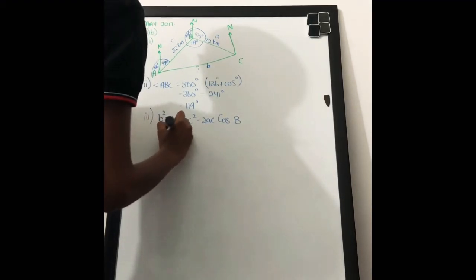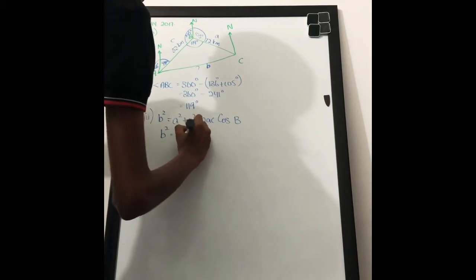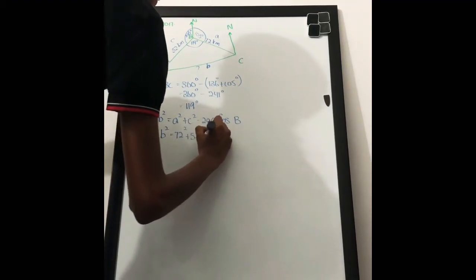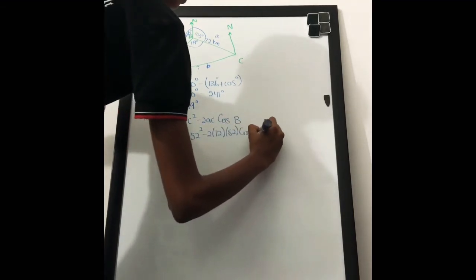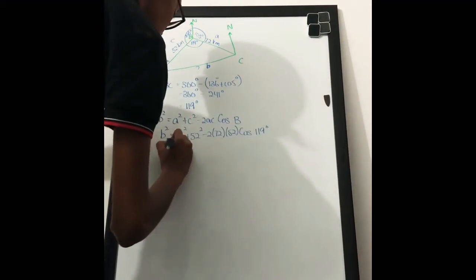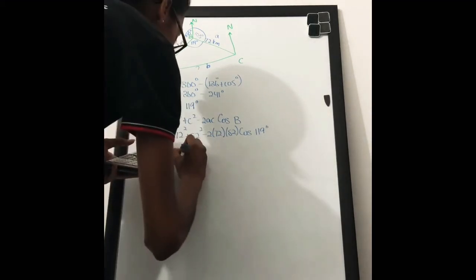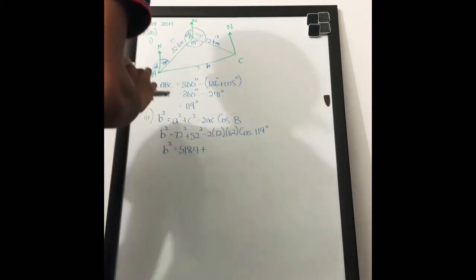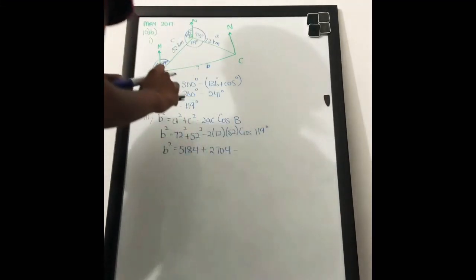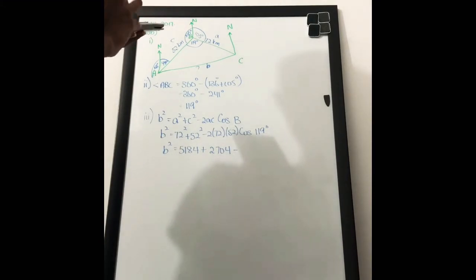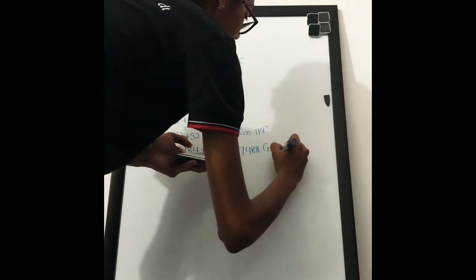We're replacing the values now. So A is 72 squared, C is 52 squared, minus 2 by 72 by 52 cos of 119 degrees. So B squared is equal to 72 squared, which is 5184, plus 52 squared, which is 2704, minus 2 by 72 by 52, which is equal to 7488, cos of 119.